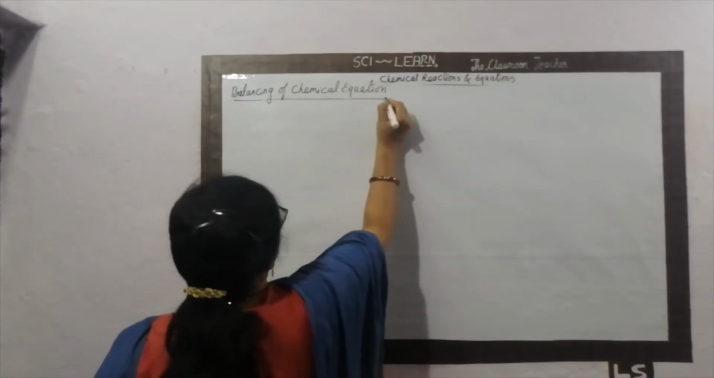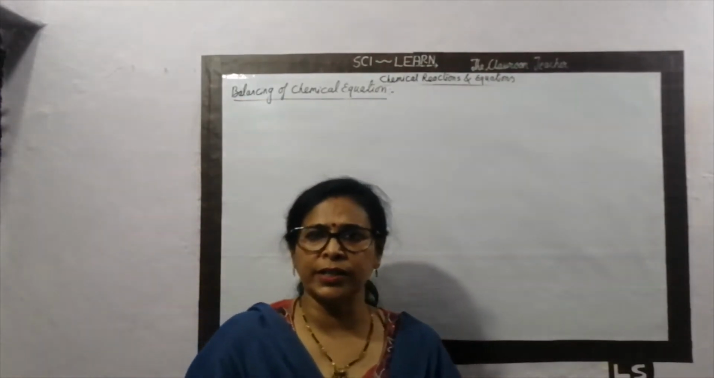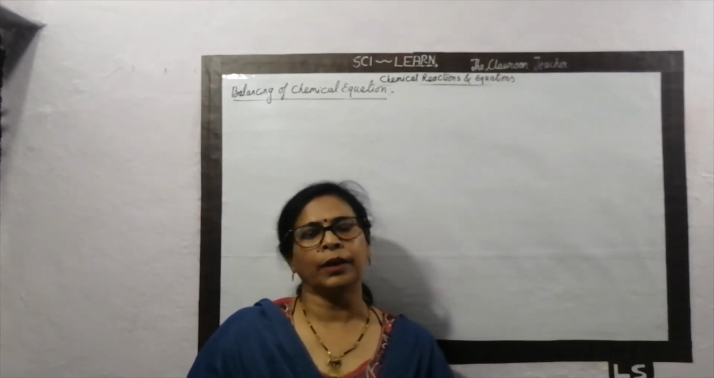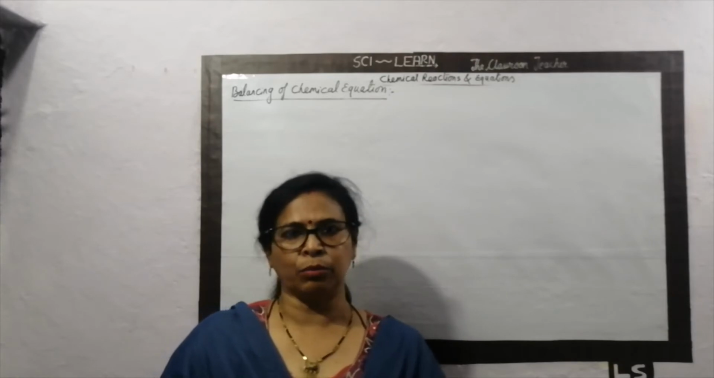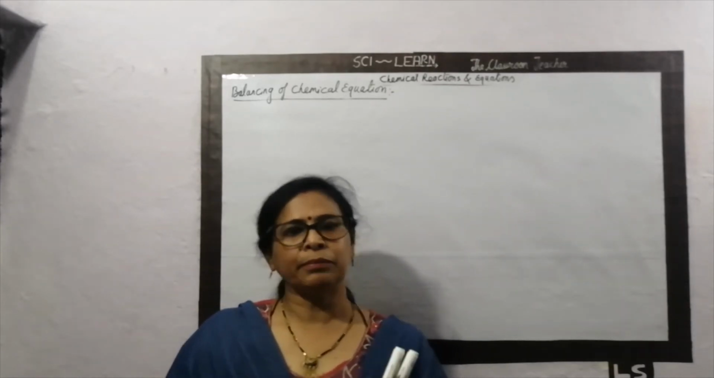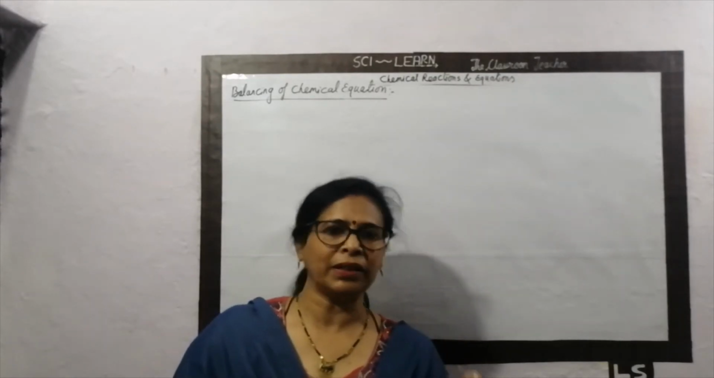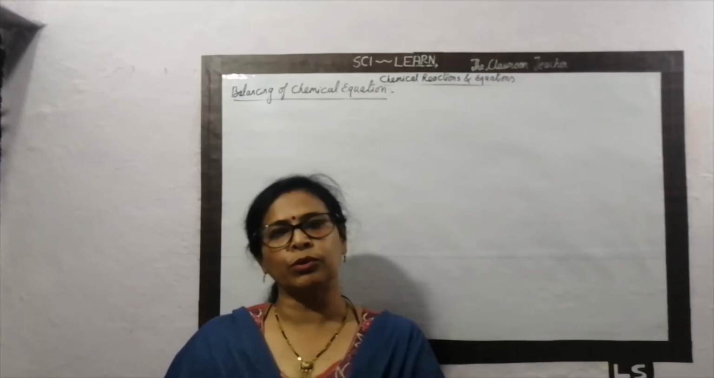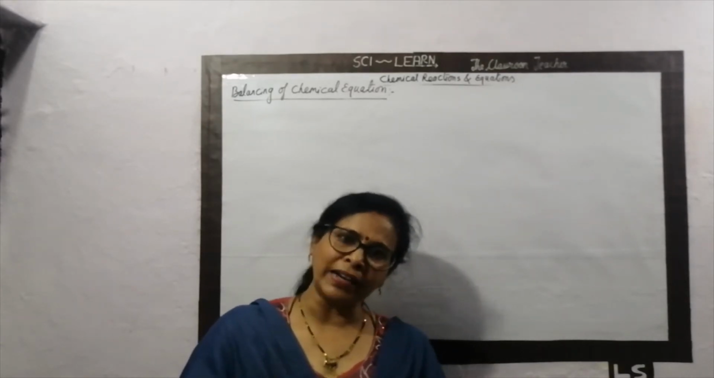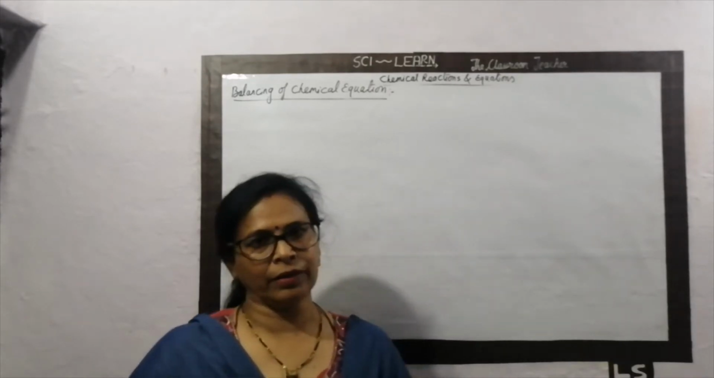The first question is, why is the balancing of chemical equation important? It is important because in any chemical process, according to the law of combination, atoms can neither be created nor destroyed. The number of atoms in the reactant is always equal to the number of atoms present in the product. So we have to balance that number of atoms by the process called the balancing of chemical reaction.